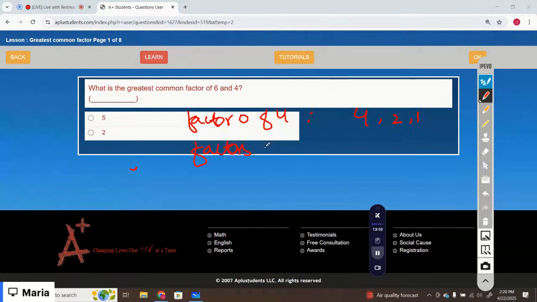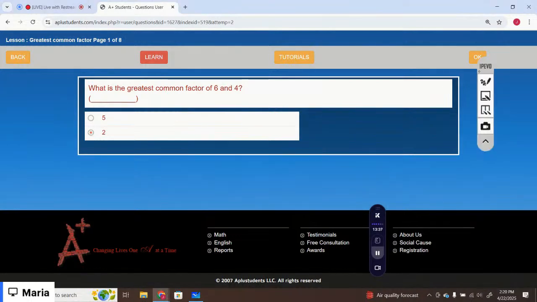Now the factors of 6. 6 times 1 is 6. You need to write down all the numbers that when multiplied make 6, right? Pair of numbers. Then 2 times 3 is 6. 1 is common, but the greatest number common is 2. So option number 2 is the correct option.